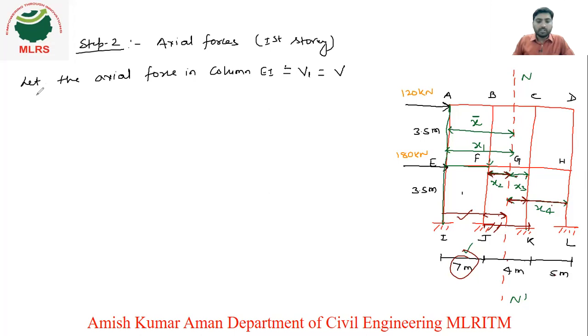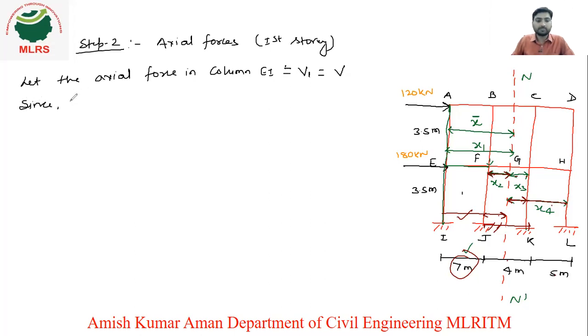So the area is equal, right? All the areas we have considered, the areas of these columns are equal. That's why it will be in proportion. So by using that second assumption, what will happen? See, I will write it here.